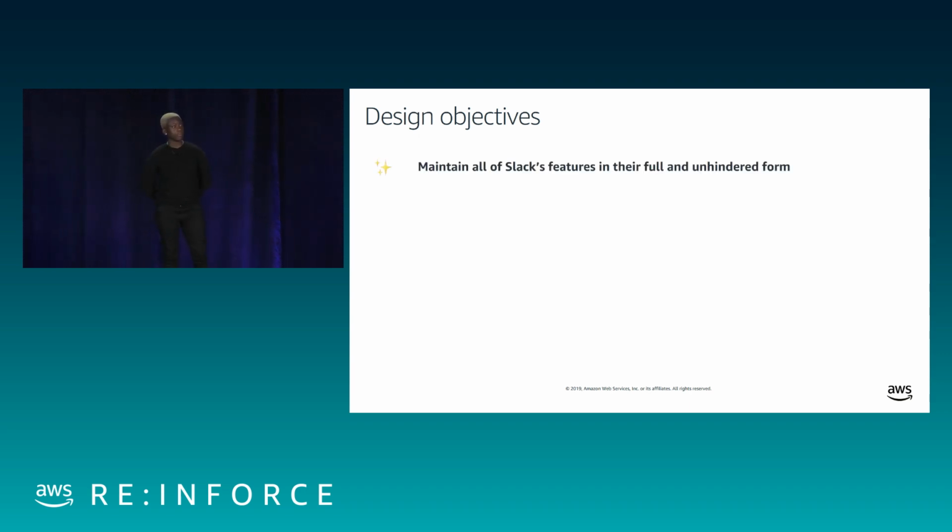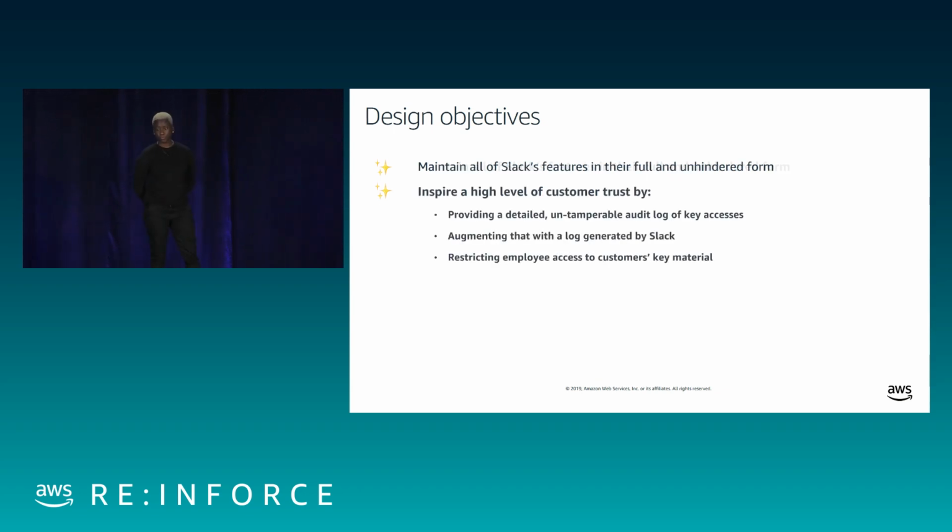The first of those was to make sure that we maintained all of Slack's features in its full and unhindered form. Customers didn't just want control and visibility, but they also wanted Slack the way that Slack is. We also wanted to make sure that we inspired a high level of customer trust by providing untamperable logs, and then also augmenting those logs with logs generated by Slack, and also making sure that Slack employees had no access to those keys.